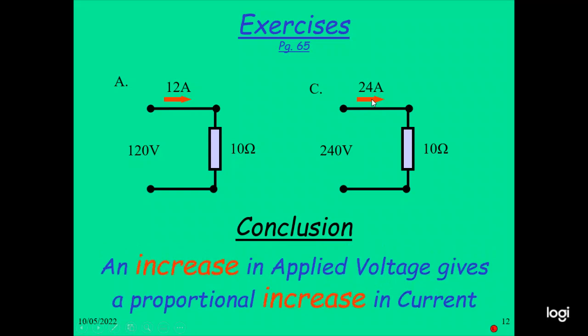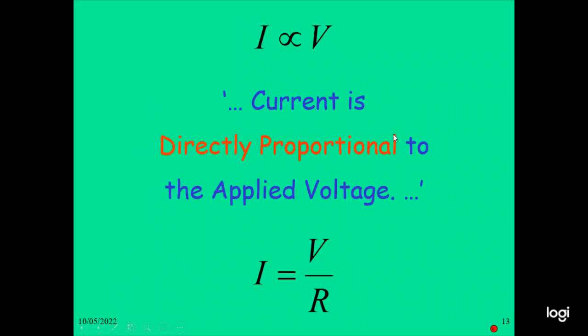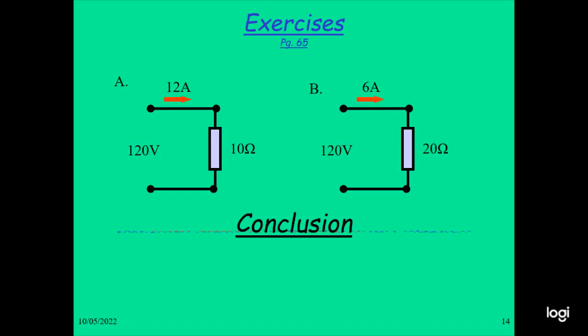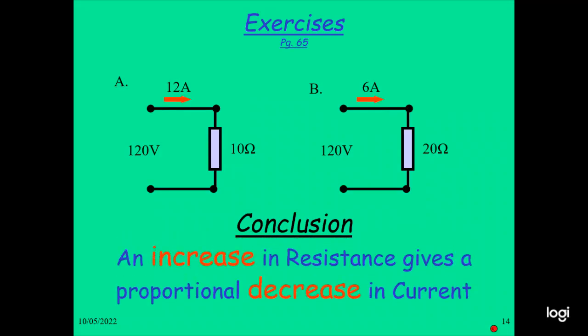The increase in applied voltage gives a proportional increase in current. The current is directly proportional to applied voltage: I is directly proportional to V, or I equals V by R. So in this case, this is the exercise for the increment. Increase in resistance gives a proportional decrease in current.